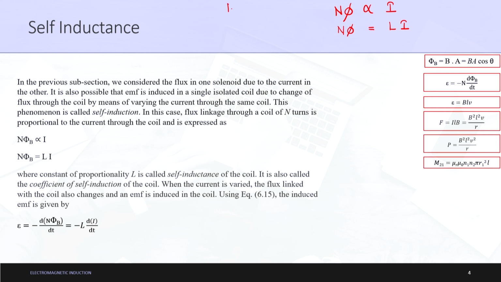Similarly, for mutual inductance, n phi, let us say we are talking about one value, is directly proportional to the current flowing in the second, and similarly the flux linkage linked with the second solenoid is directly proportional to the current in 1. If we remove the proportionality sign, then n1 phi 1 is equal to m 1 2 into I2, where the constant of proportionality is m 1 2, because it is the mutual inductance of 1 with respect to 2. Similarly, n2 phi 2 is equal to m 2 1 into I1, the mutual inductance of 2 with respect to 1. So, these are the basic concepts involved.